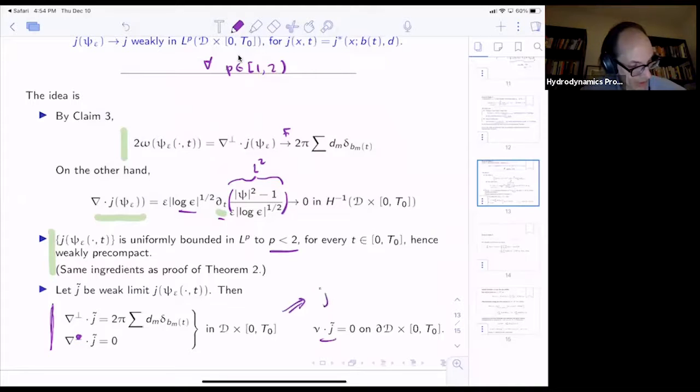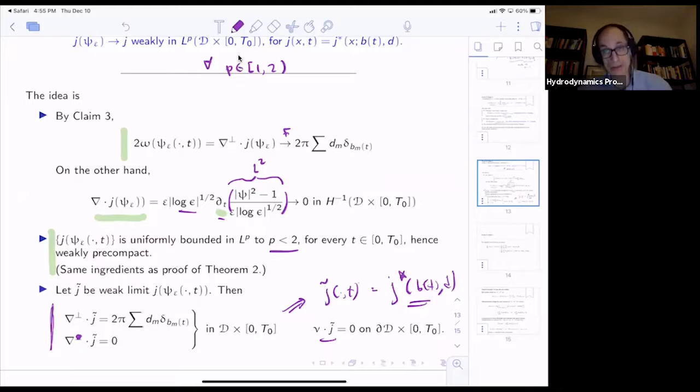And remember, these are exactly the equations that characterize the ideal velocity field. So J tilde at time t is equal to this ideal velocity field with vortices at b of t, and the degrees, or integers, never change. Okay, because this set of equations I've written down exactly characterize this thing. And so far we've just, by some kind of compactness and by crucially using the equation for the evolution of the vorticity to control the velocity, gotten this. So the crucial step was here so far.